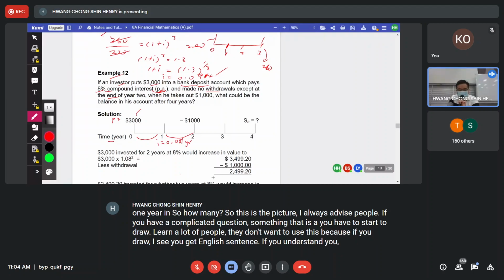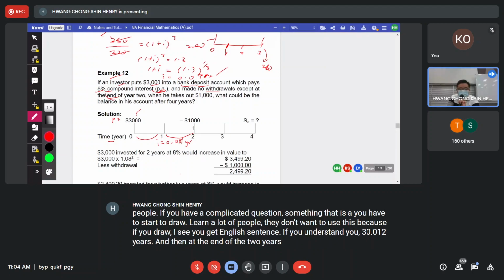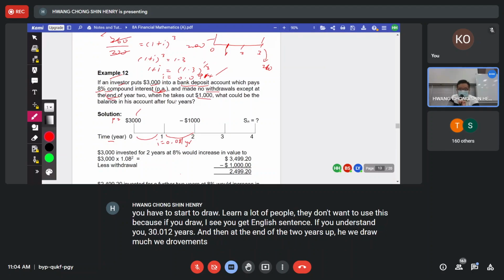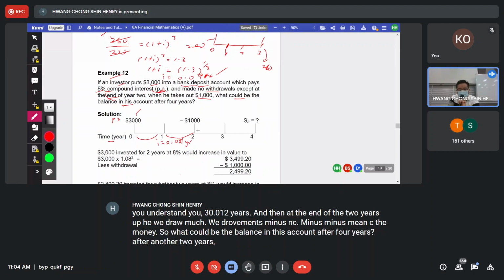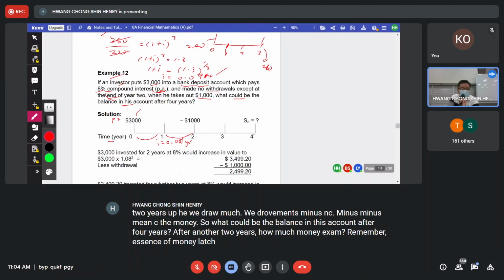Starting from 0, 1, 2 years. And then at the end of the 2 years, he withdraws how much? Withdraw means minus. Can you see minus? Minus means he takes out money. So what could be the balance in his account after 4 years? After another 2 years, how much money? SM, remember? SM is the total money left after 4 years. After taking out 2 years, 1,000. How much he saved?